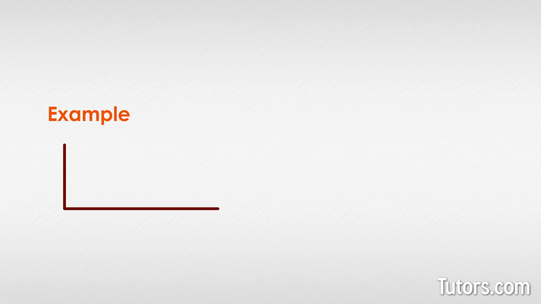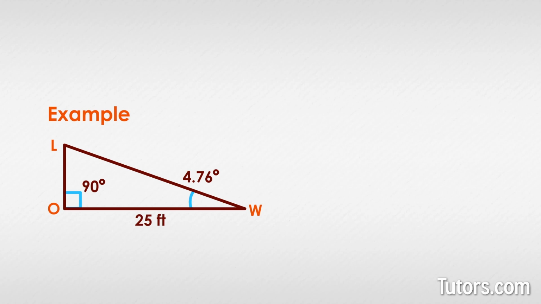Here is a very long, short right triangle with sides L, O, and W. Angle O equals 90 degrees and angle W equals 4.76 degrees. We know the distance of horizontal leg OW is 25 feet, but we do not know the height of the triangle, which is vertical leg LO. Remember, we know an angle and one side. The side is adjacent to our known angle.